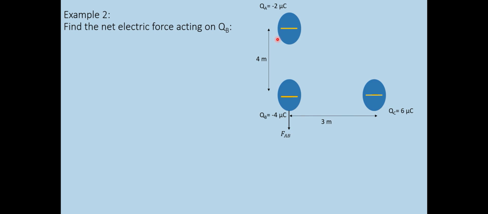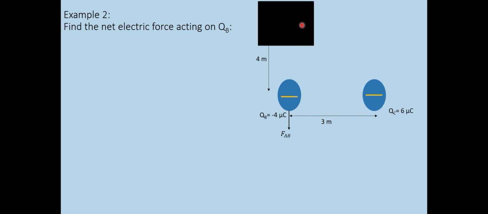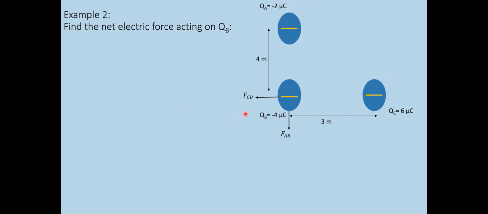Now we cover QA. C and B are both negative, they are like charges, so they repel. Then C will push B away in this direction. We calculate each force the same way.